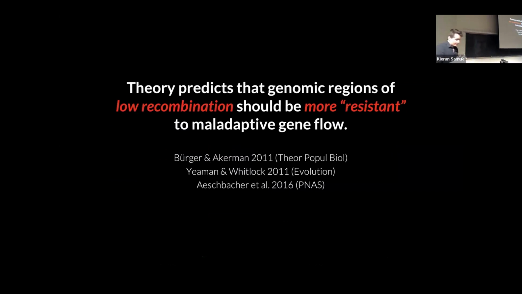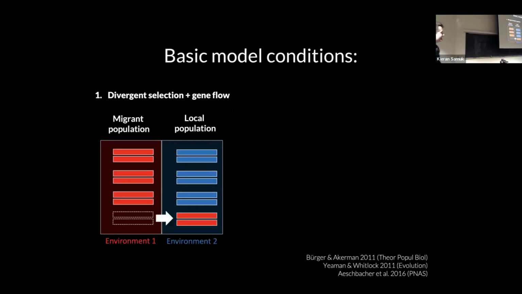Okay, so the other thing that motivated a lot of this work was a body of theoretical work that has this prediction: regions of the genome that have low recombination should be more resistant to maladaptive gene flow. There are a number of different authors who have explored this idea. This idea is also very analogous to the theoretical work on the evolution of chromosomal inversions. So I'm going to go through some of this theory, but instead of giving you the math, I'm going to do it all in fun pictures instead. Nathaniel's laughing at me, but here we go.